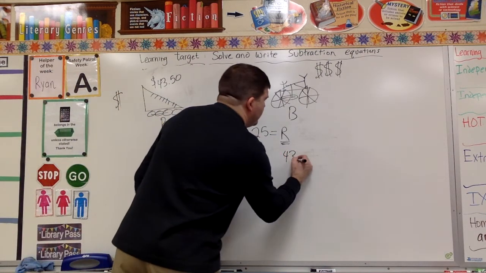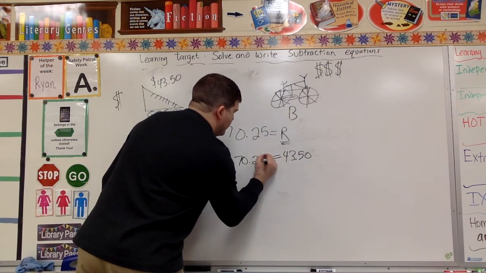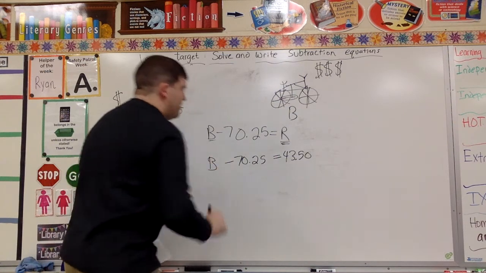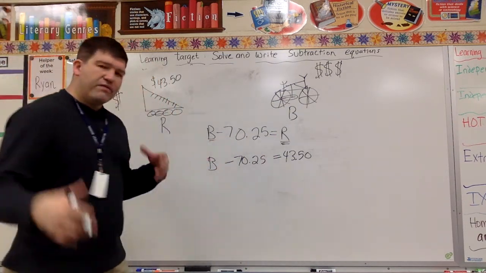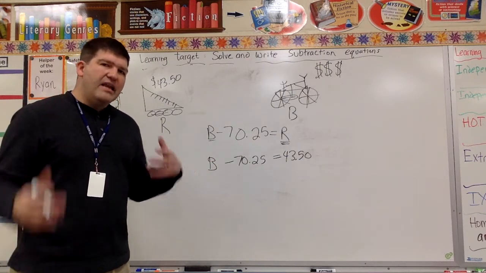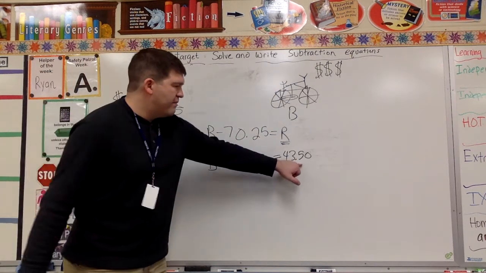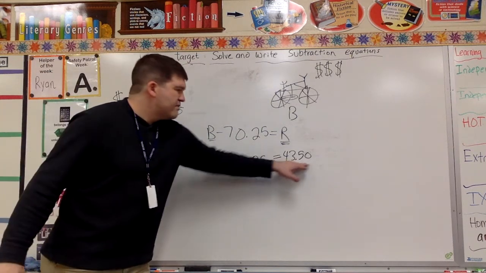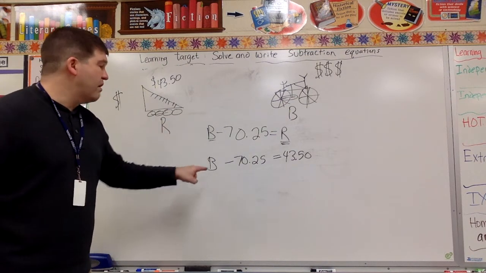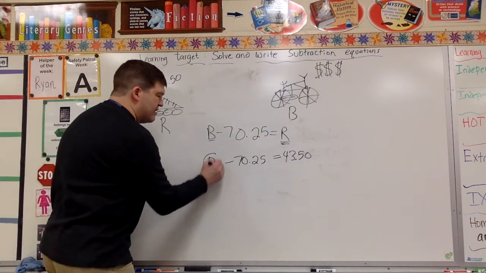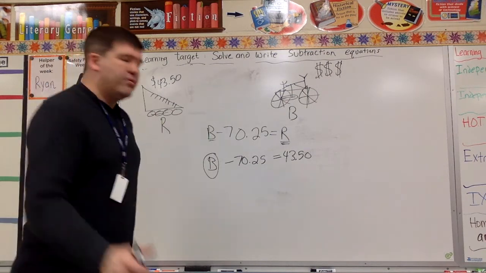Then it says the rollerblades, I know what R is. R is $43.50 equals B minus 70.25. Now I can figure out the cost of the bike. When I had two variables, it was hard for me to figure out both of them. I needed one of the variables to be able to figure out the other one. So now I got that one figured out. I just have this subtraction equation. I wrote a subtraction equation. Now I'm going to solve for B. I want to get this all by itself. That'll tell me the bike cost whatever.